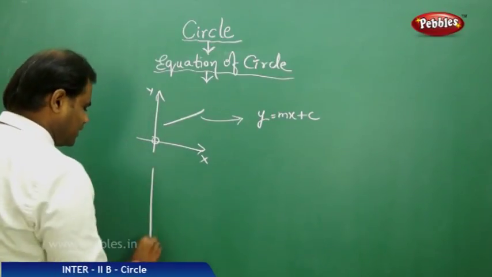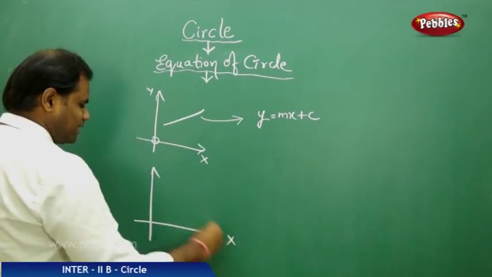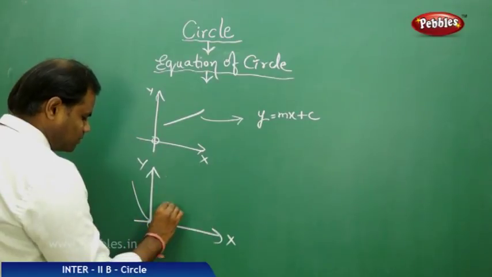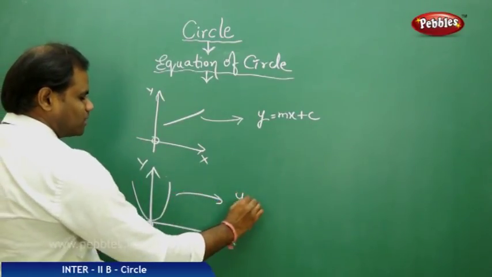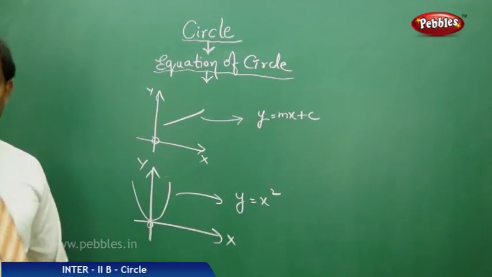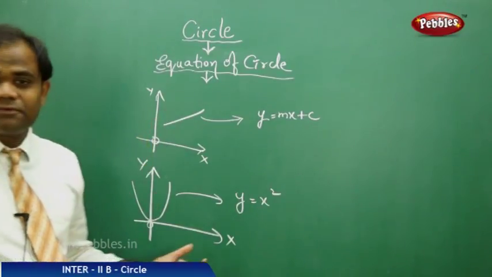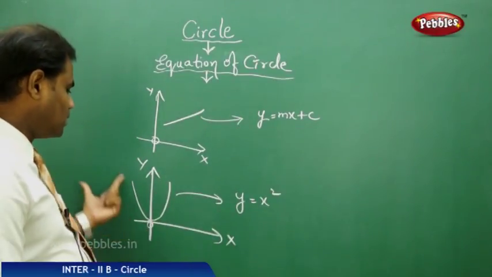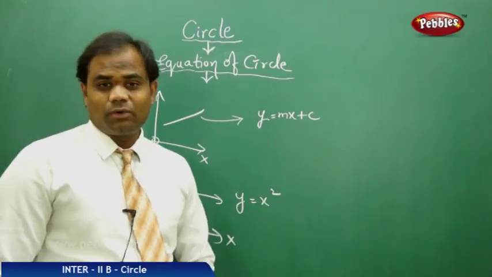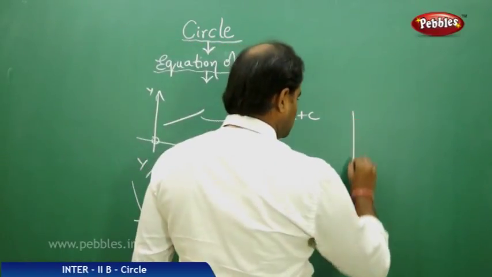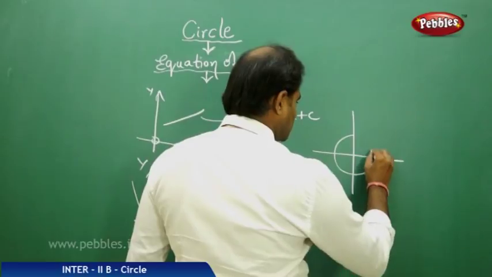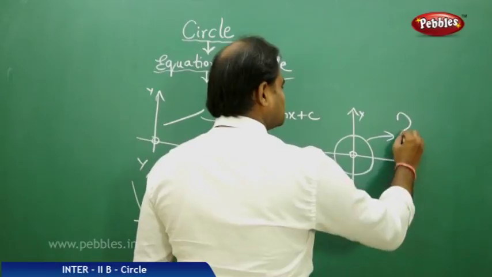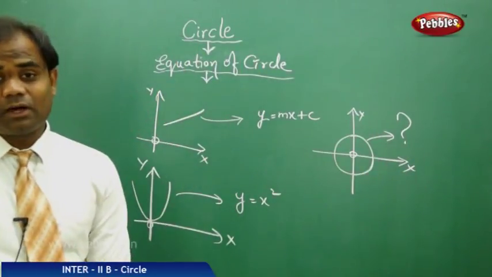Now similarly, when I take x, y and this, if I take a parabola, then I know that this has a parabolic equation y equals x squared. So different shapes have different equations, like a straight line is given by this equation and a parabola is given by this equation. Now comes the biggest question: if I have a circle which is in the form of this, then what will be the equation of this circle?